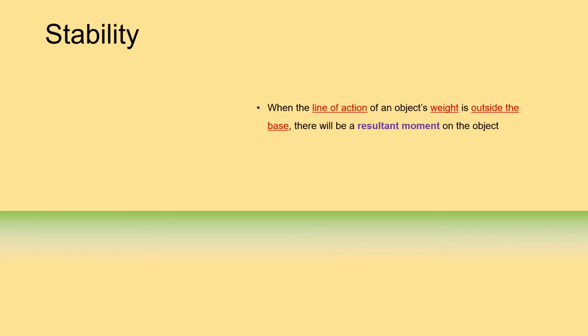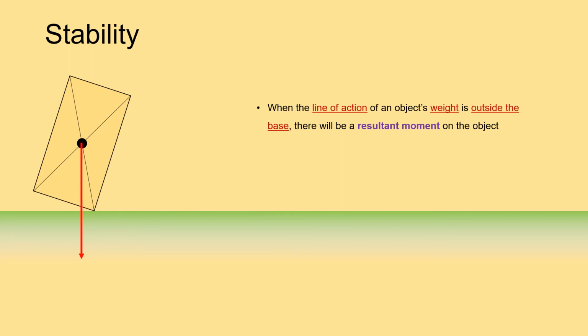Okay, knowing about moments tells us about stability of the objects. When the line of action of an object's weight is beyond the base, there's going to be a resultant moment on the object. As soon as there is a resultant moment on the object, we end up with a complete instability. So you start tipping this object.